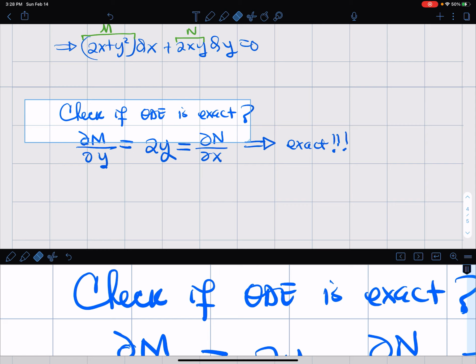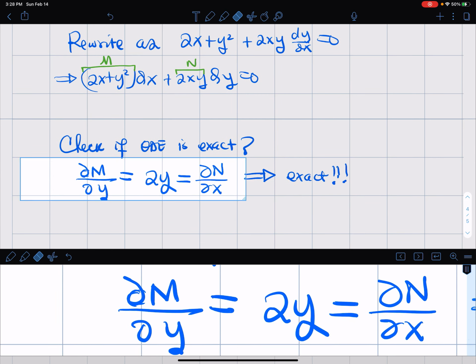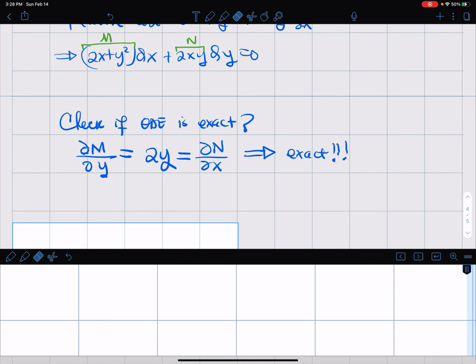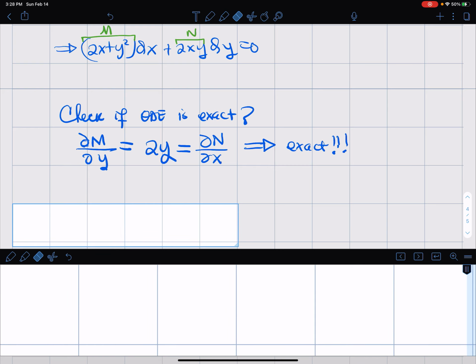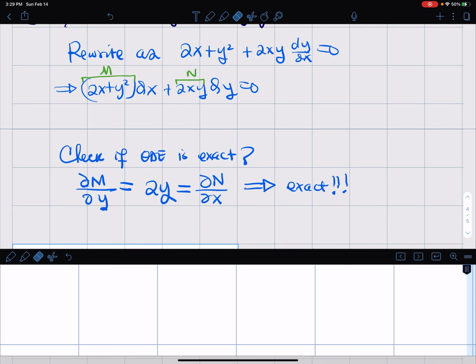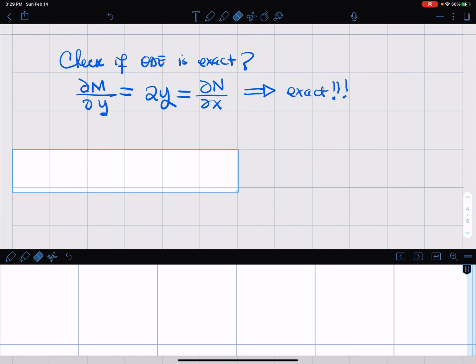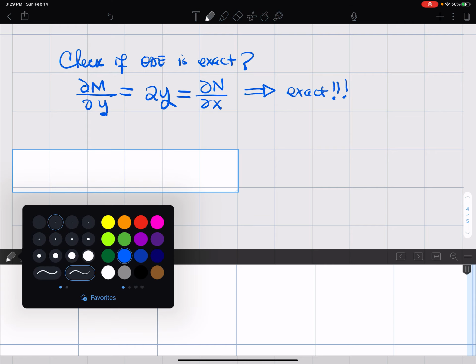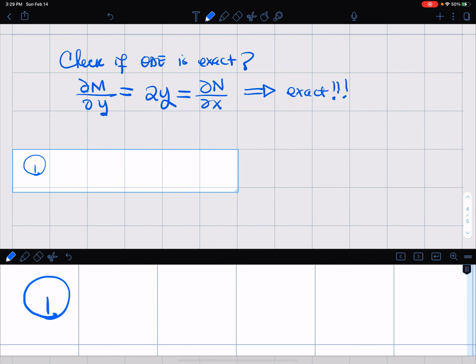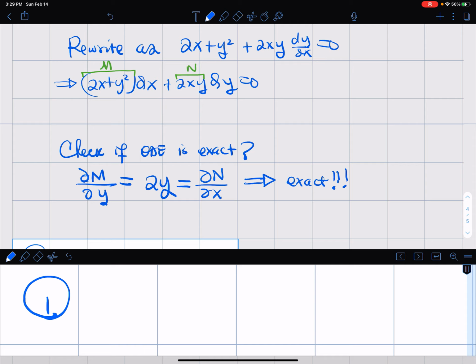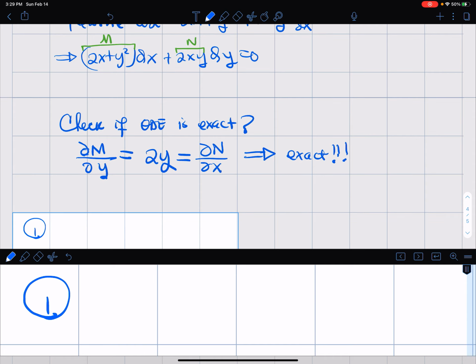All right, so we have that. We've checked that it's exact. Now, since it's exact, we can go ahead and do other things to solve the equation. We now know that our M is the derivative with respect to x of the function F.